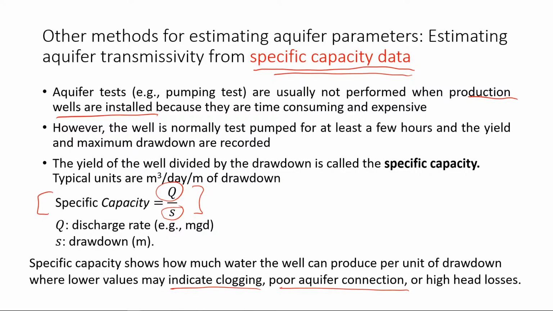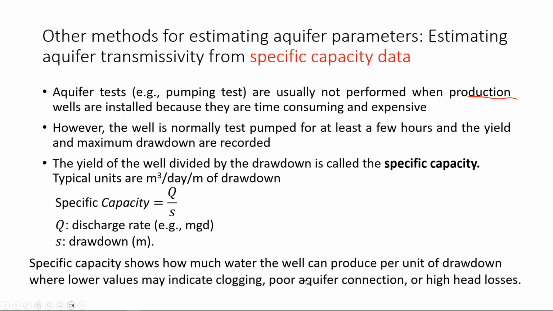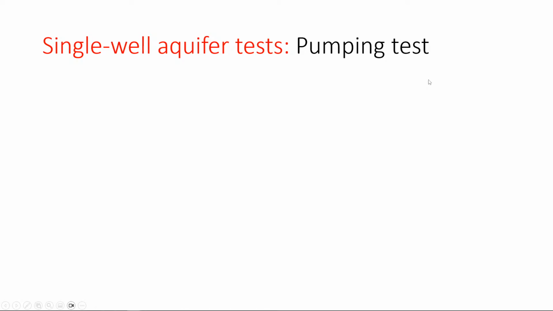And for specific capacity, you measure Q, you measure drawdown, and then you can monitor your specific capacity over time. If you want to learn more about specific capacity and how to analyze the specific capacity data, you can check your textbooks, any of your textbooks, whether the Freeze one or the Fetter one. So you can learn more about this specific capacity data.